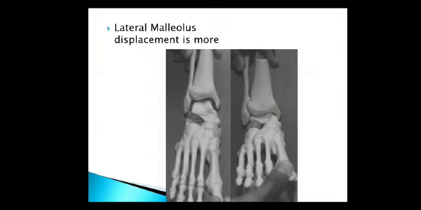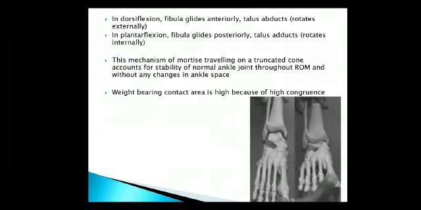Okay, the lateral malleolus displacement is more. So you can see on weight bearing, it deepens the mortise to fit the talus into the mortise. In dorsiflexion, the fibula glides anteriorly and the talus abducts. In plantar flexion, the fibula glides posteriorly and the talus adducts. So this mechanism of the truncated cone accounts for the stability of the normal ankle joint throughout the range of motion and without any changes in the ankle space.